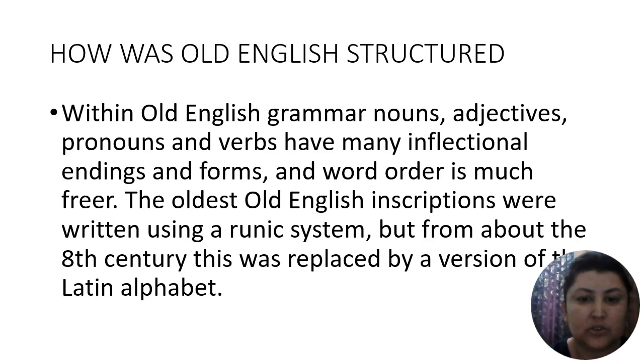How was Old English structured? Within Old English grammar, nouns, adjectives, pronouns, and verbs have many inflectional endings and forms, and word order is much freer. The oldest Old English inscriptions were written using a runic system, but from about the 8th century this was replaced by a version of the Latin alphabet.